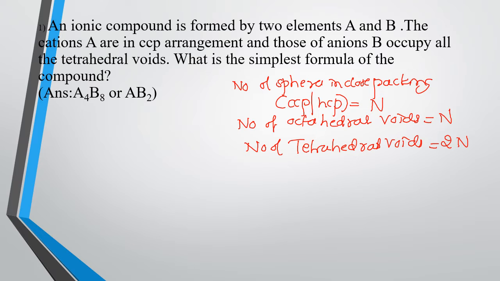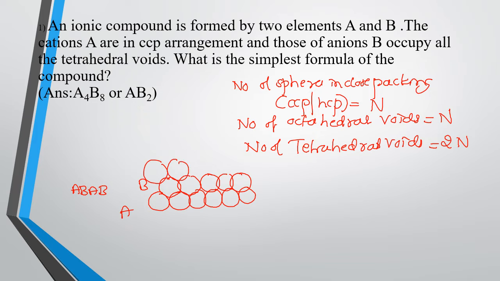Now let us consider the number of spheres in close packing. What is CCP? Cubic close packing. That means ABC type of arrangement in 3 dimensions. If it is HCP, hexagonal close packing, that means AB type of arrangement in 3 dimensions. So let us consider, this is the first layer, let it be A type. The second layer is kept in the depression of the first layer. This is B type. Then the third layer is similar to A type. So this is a 2-dimensional structure.